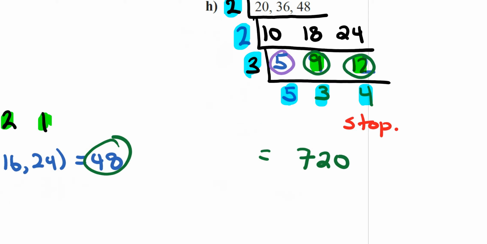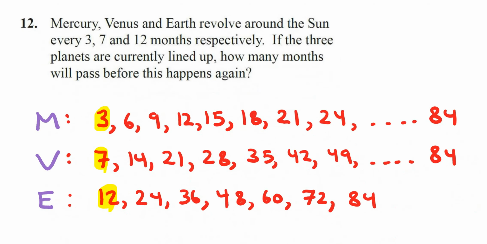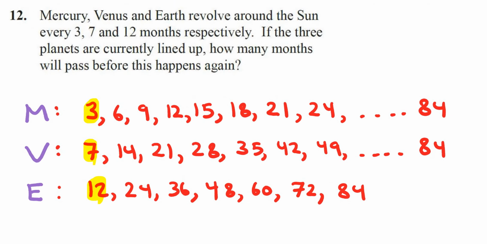Okay, let's keep on moving along here then. Let's go on to some of the word problems now. So we have 2 more word problems, and then we can finish off this homework video guide. For question number 12, Mercury, Venus, and Earth revolve around the Sun every 3, 7, and 12 months respectively. If the 3 planets are currently lined up, how many months will pass before this happens again?